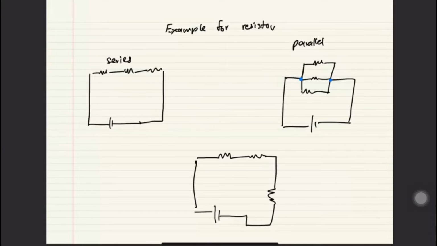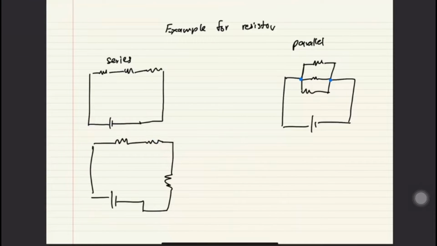okay, is this series ke parallel? Series. Series sebab dia still tak ada junction, so masih lagi series lah. Kalau macam ni ke, macam setengah lagi satu. Parallel. Yang ni sebenarnya combination of parallel dengan series.